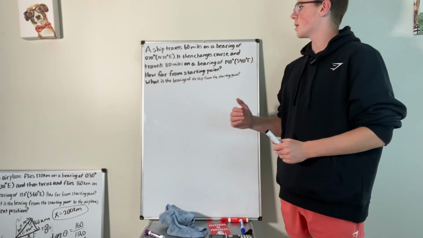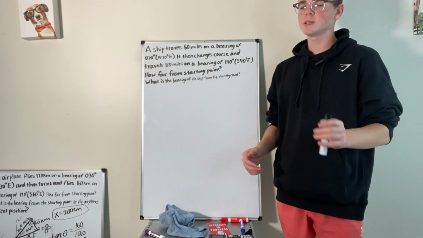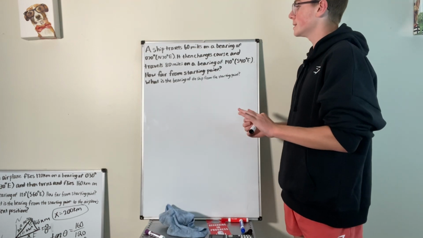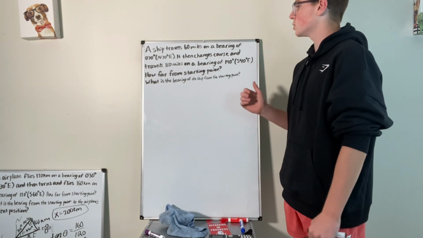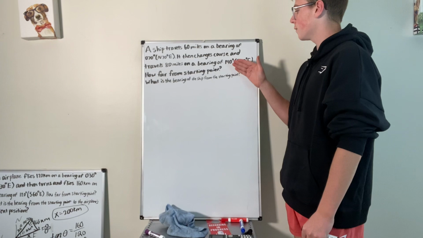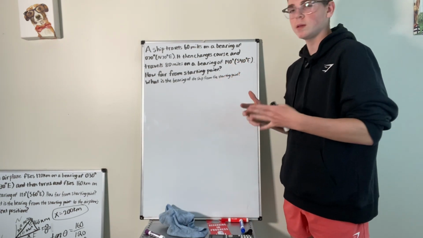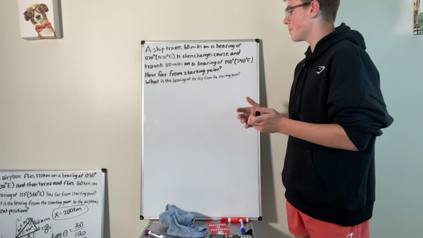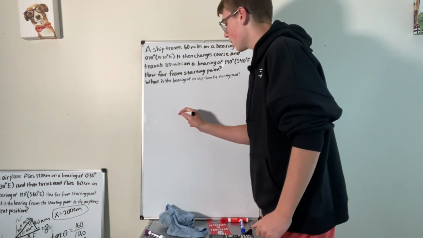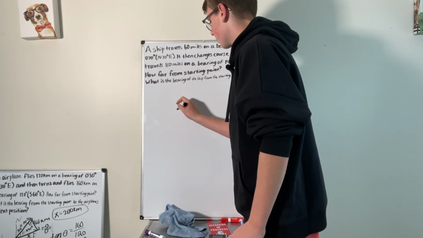Now for practice with a non-right triangle. Okay, a ship travels 60 miles on a bearing of 70 degrees, which is north 70 degrees east. It then changes course and travels 80 miles on a bearing of 140 degrees, south 40 degrees east. How far from the starting point is the ship, and what is the bearing of the ship from the starting point?